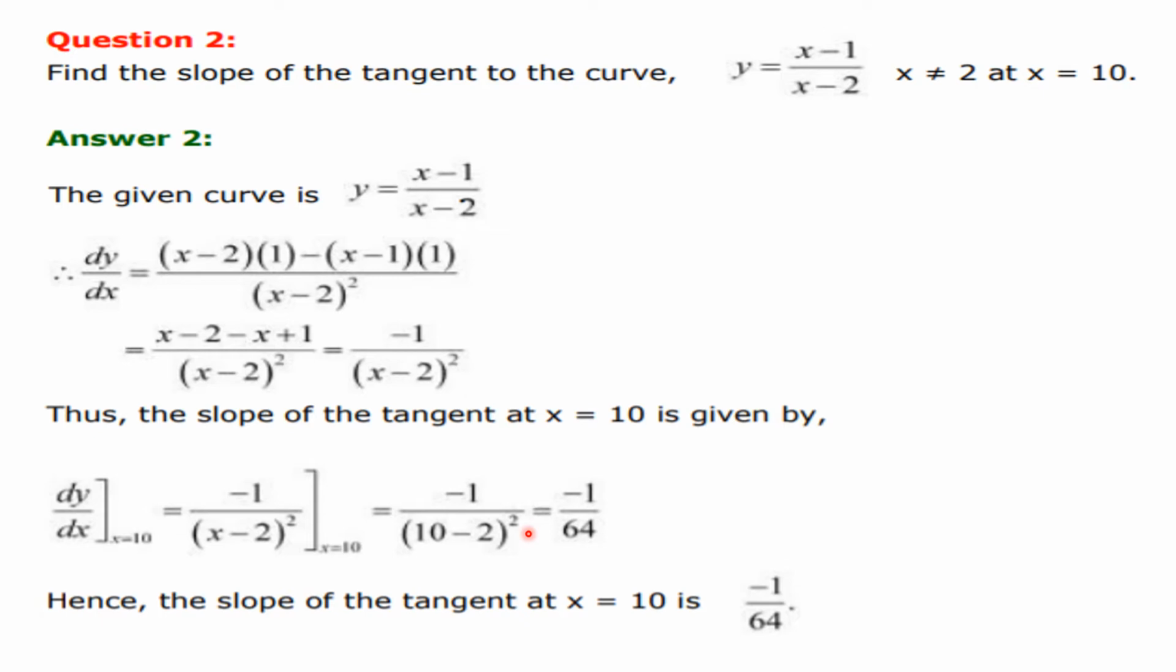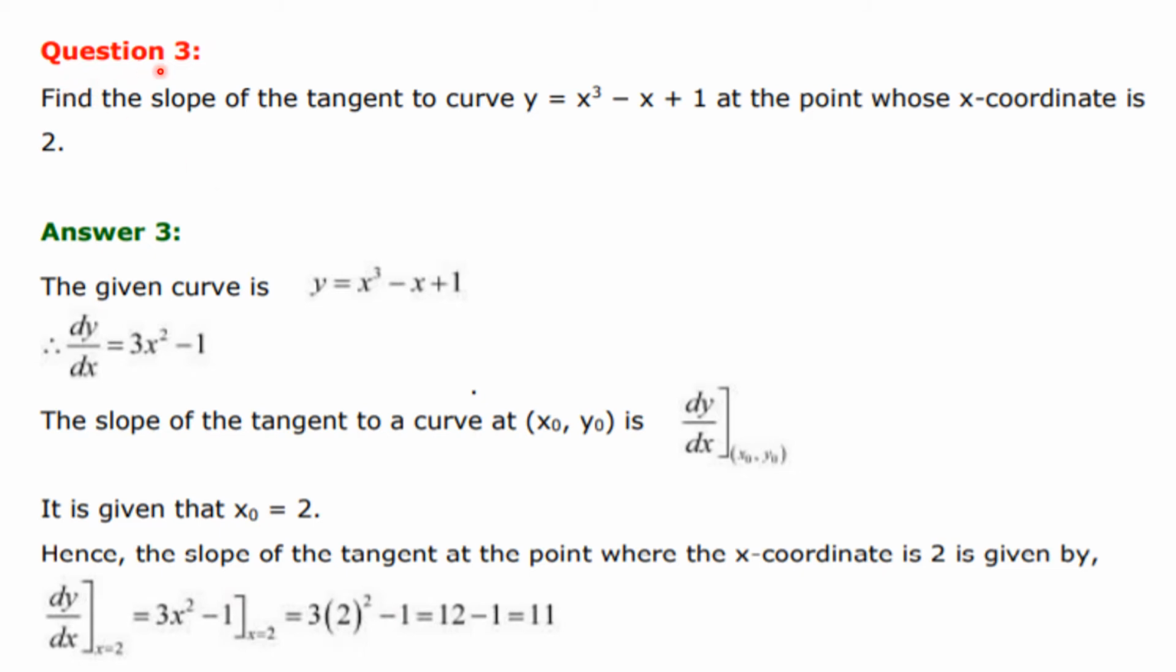Understood this step, my children? Right. Is equal to minus 1 by, what will you get in the denominator? 10 minus 2, 8. 8 whole square. What is the value of 8 square? 64. Understood this step, my children? So this number minus 1 by 64 is said to be the slope of the tangent to the given curve at x is equal to 10. Hence, the slope of the tangent at x is equal to 10 is minus 1 by 64. Understood this question, my children? Right.